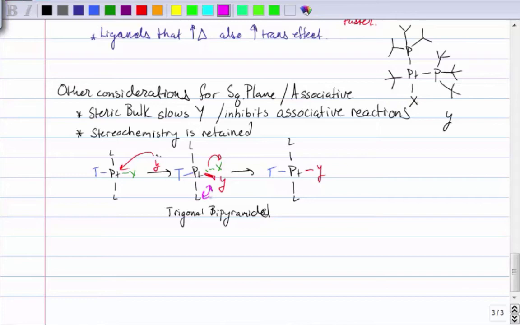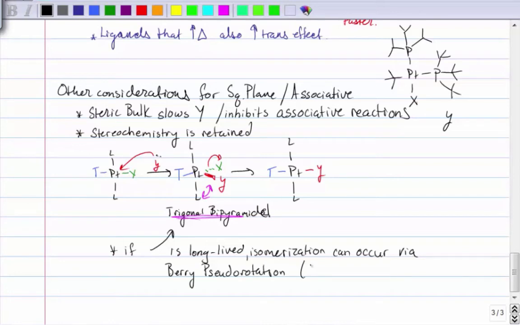And if that happens, you will get a change in the isomer, like you basically will get isomerization. So when you see an example where the stereochemistry is not retained in a square planar reaction, it's because this trigonal bipyramidal geometry, this intermediate, is long-lived. So if it lives long enough, then it can isomerize. So if this thing is long-lived, isomerization will happen.